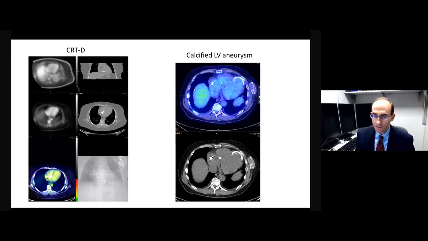So the bone windows help you see where it is a little bit better. This is a good case of a calcified left ventricular aneurysm. You can see the calcification in the wall of the aneurysm itself, which is a little bit pooched out.